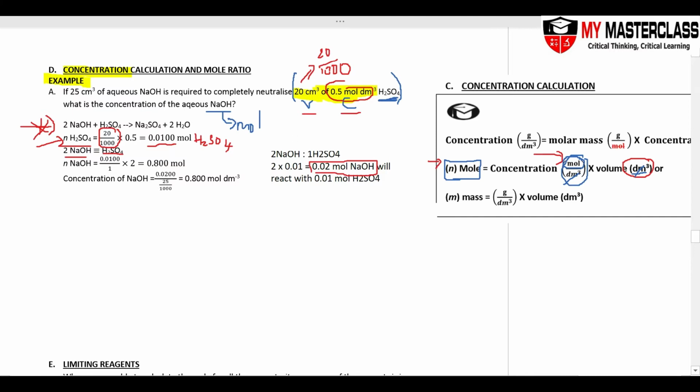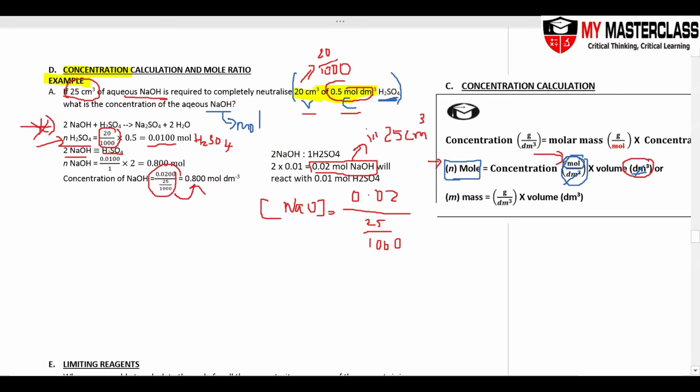This NaOH is in 25 cm³. Based on the question, 25 cm³ is needed to neutralize. So 0.02 mole is in 25 cm³, and I have to find the concentration of my NaOH. How do I find it again? 0.02 divided by 25 divided by 1000. Your answer is 0.8 mole per dm³.